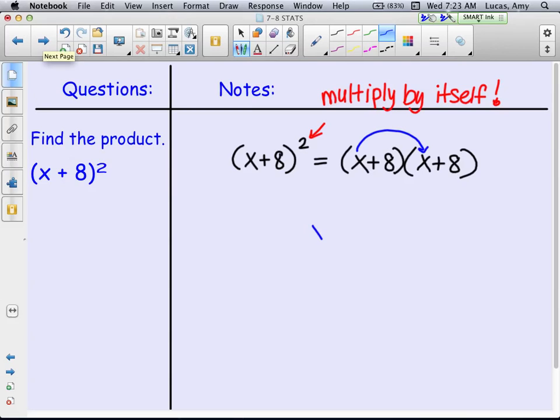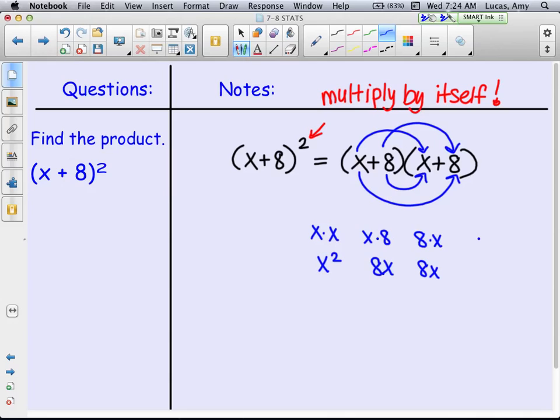So my first product is x times x, or x squared. Outside, x times 8, or 8x. Inside, 8 times x, which is also 8x. Remember, you always write the coefficient in front of the variable. And then last, 8 times 8 is 64. I add together my 4 products, combining only the like terms, and the result is x squared plus 16x plus 64.